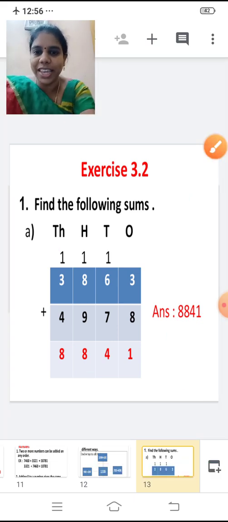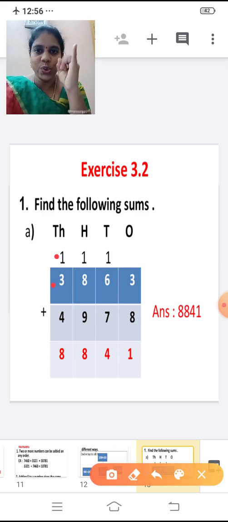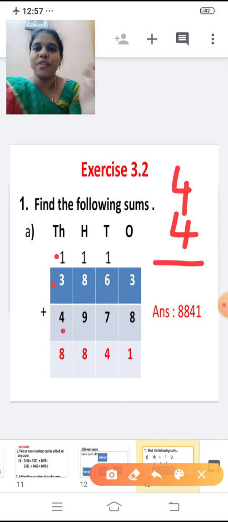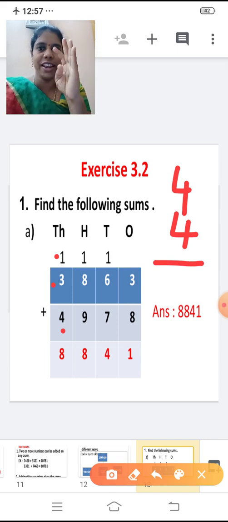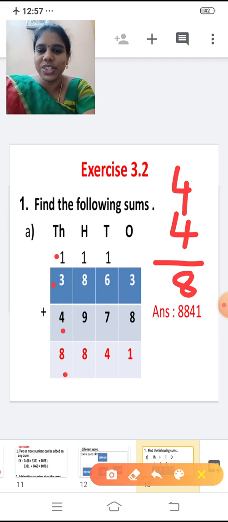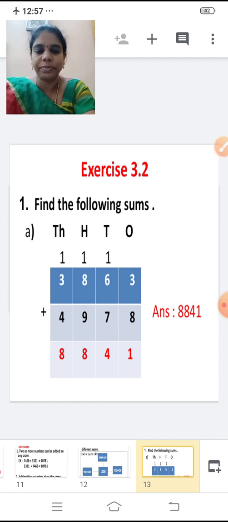Now we are going to add the thousands place. 1 plus 3. After 1, 2, 3, 4. 1 plus 3 is 4. Now again add one more 4. 4 plus 4. 4 in the mind, 4 on the finger. After 4, 5, 6, 7, 8. So write 8 down. So the answer is 8,841. Again I'll explain this in the next class.